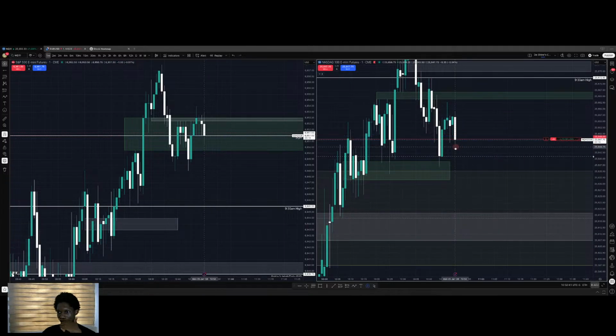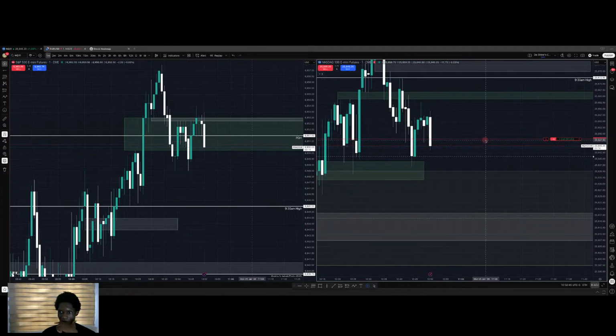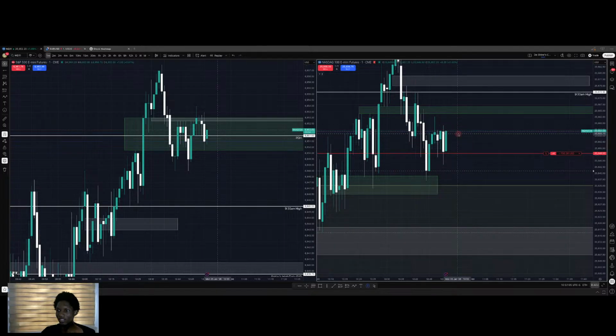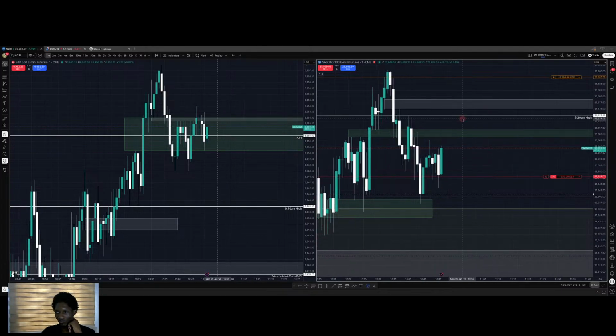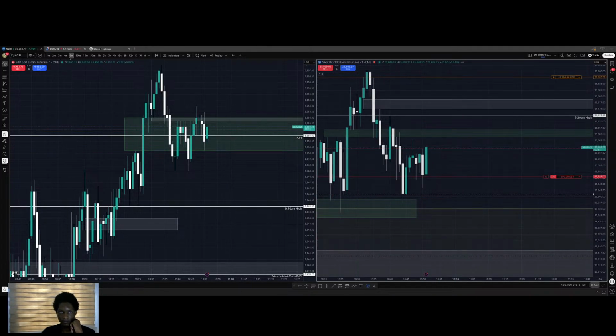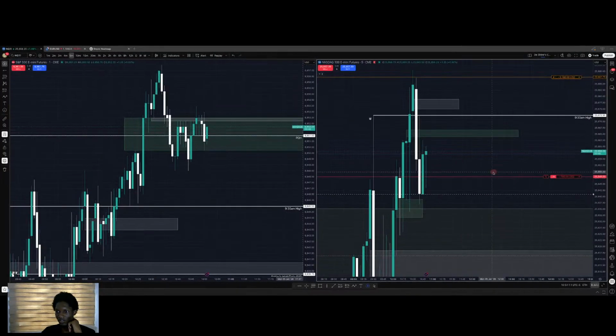So let's see. I want to see this close below this order block. Then I'll move my stop to this order block. So we have 14 seconds. I think I'm going to move my stop to the other block. It's weakening. I don't like it when it wicks. I don't like when the candle keeps wicking. 10:51. Let's see.